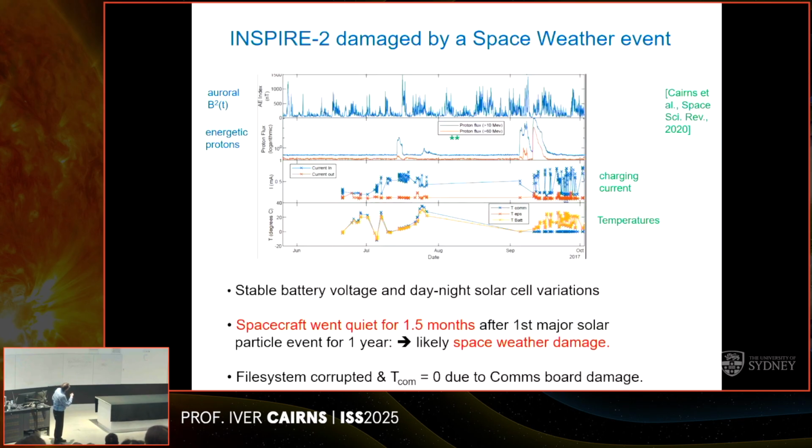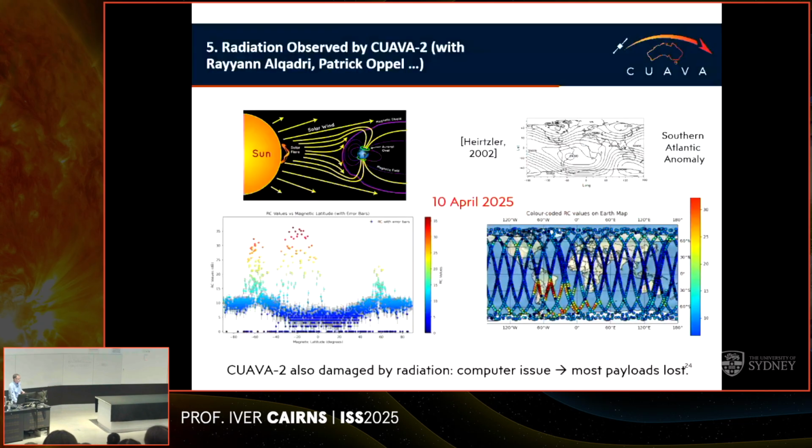So big event here, small, big. The only event here that was important from the point of view of INSPIRE was the radiation damage here. So it's difficult to predict when that's going to occur. Didn't occur at the maxima. This bigger event didn't give rise to further radiation damage, although you notice here that our temperature for the communications board was 0 afterwards, indicating damage. So this is one example of damage to a spacecraft due to a space weather event. Or I should put it differently, almost certainly due to a space weather event.